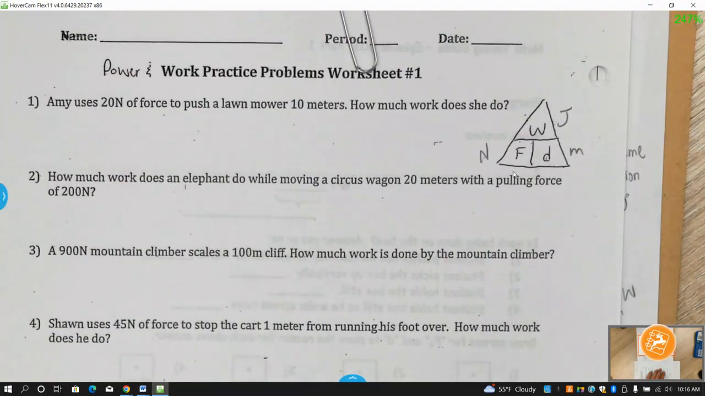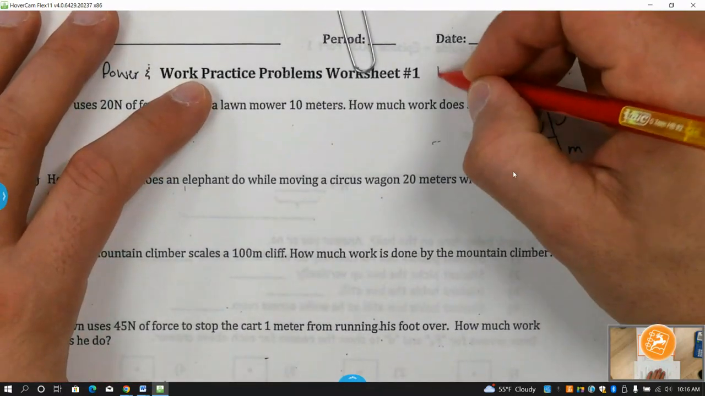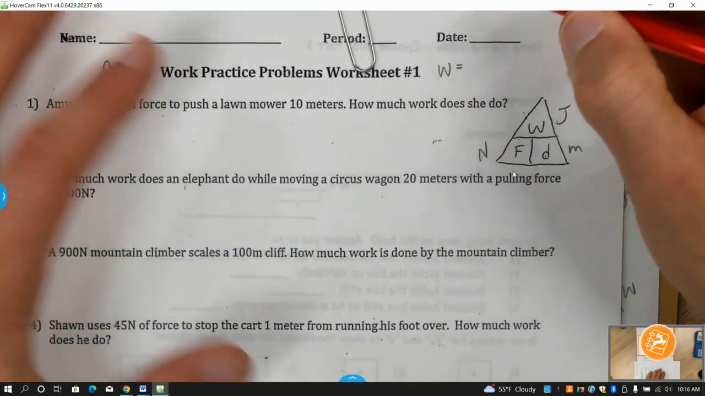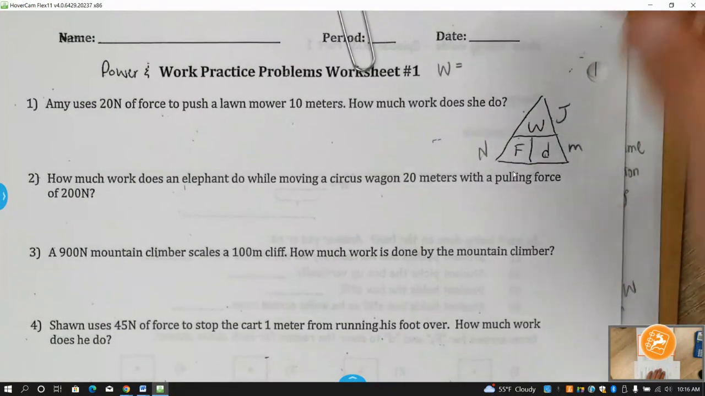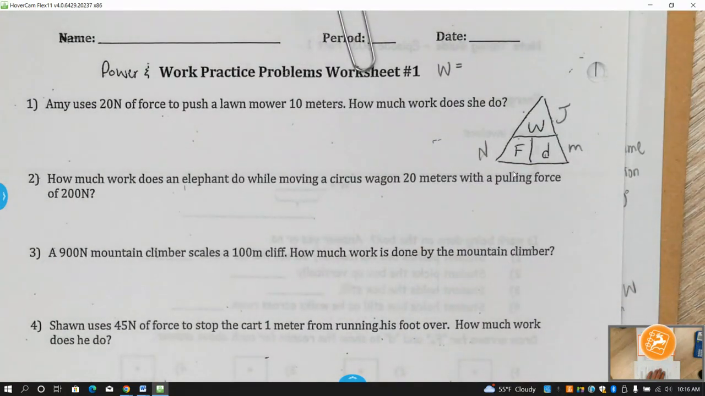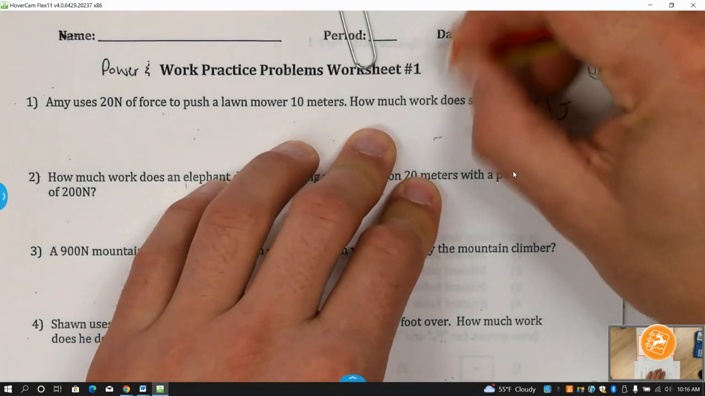There's only one other thing. I don't believe I have it on here, actually. Let me take a look. No, you don't need to worry about that right now. All right. So we're good.